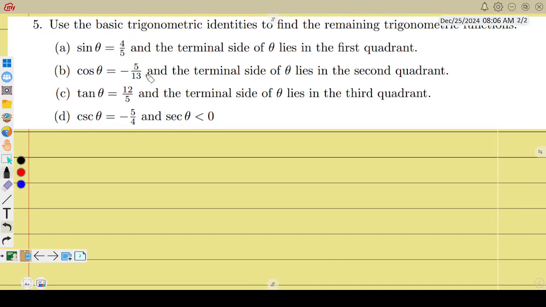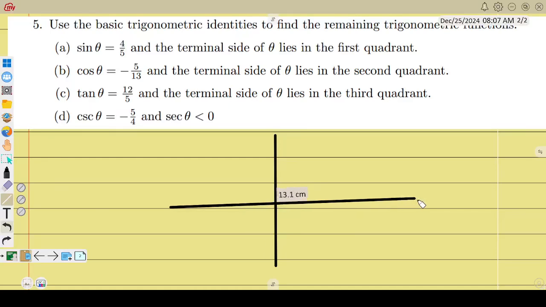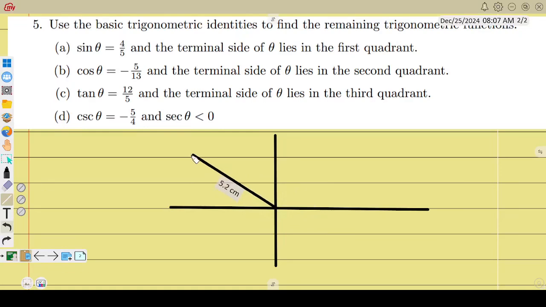So we have the question B: cos theta is -5/13, and the terminal side of the angle lies in the second quadrant. Okay, so we have the quadrant. So they're telling us that it's going to be somewhere here. Yeah, that's why it is actually. So in the second quadrant in here. So this is why we have our theta, and we can join up here.